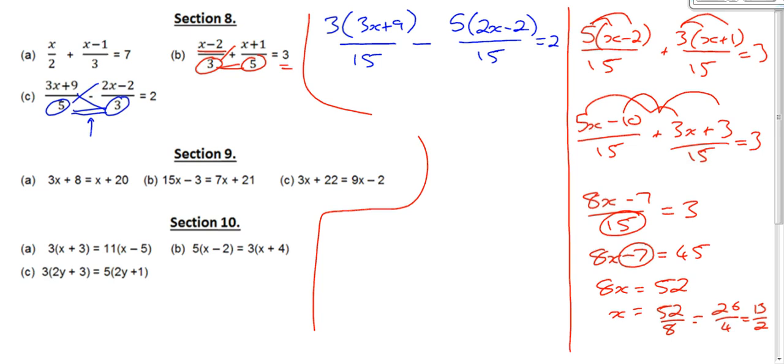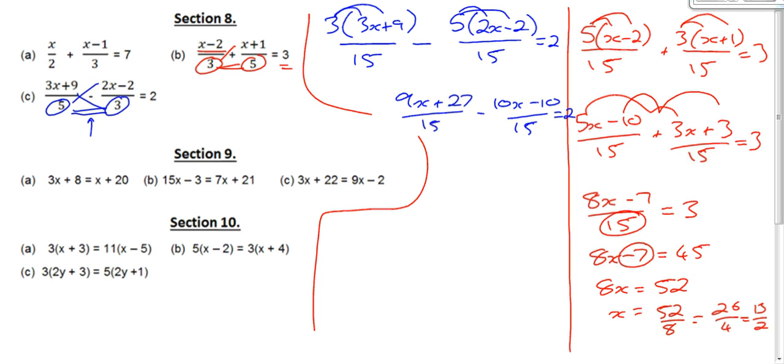Again, next step, no different. We just multiply the brackets. So it's going to be 9x plus 27 over 15 minus 10x minus 10 over 15. That equals 2. Again, all we've done here is 3 lots of 3x is 9x, 3 lots of 9 is 27. 5 lots of 2x is 10x, 5 lots of minus 2 is minus 10.